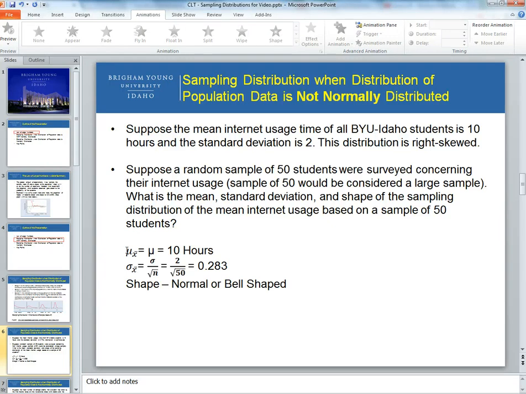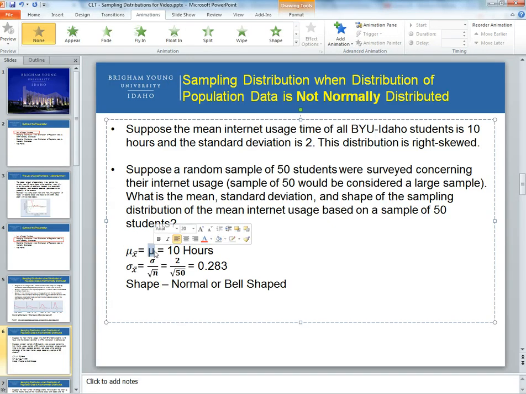Well, the mean of the sample means is equal to the mean of the original population, which is 10. But the standard deviation of the sampling distribution is equal to the original standard deviation from the population divided by the square root of n. So here we take the standard deviation of the original population, which is 2, divided by the square root of our sample size, which is 50, and we get a new standard deviation of 0.283. The shape: since we have a large enough sample size, it's considered large in this case, the shape of our sampling distribution will be bell-shaped. And so we'll continue with sampling distributions when the population data is not normally distributed in the next video.